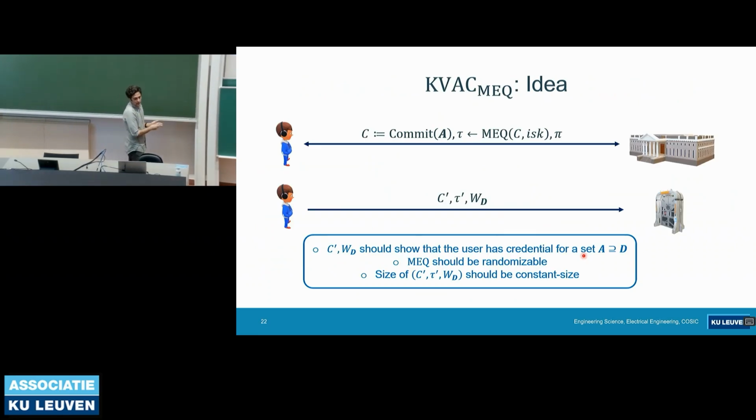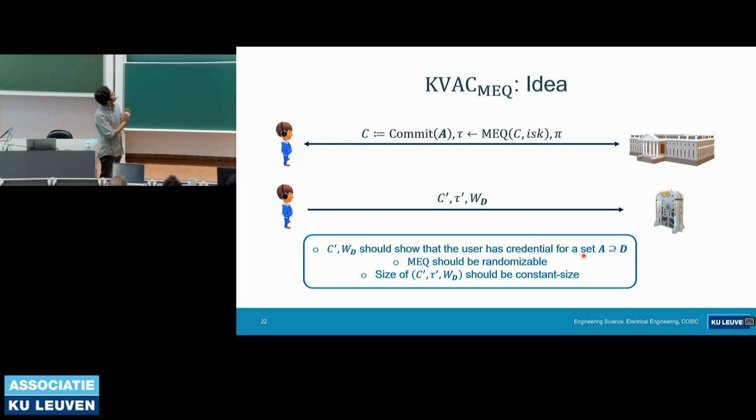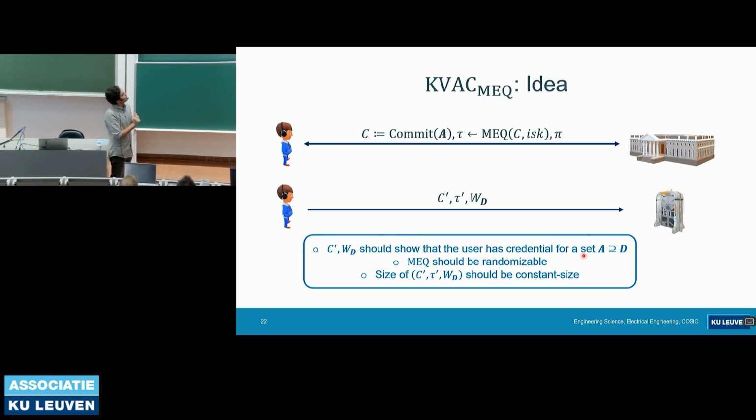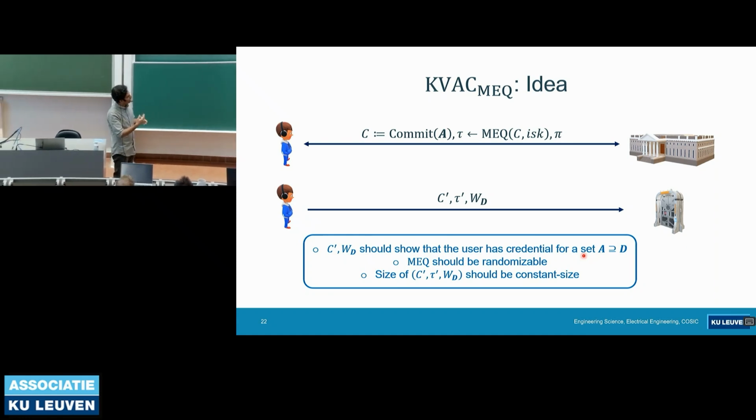So what is the idea? The idea is that in the issuing phase, we ask the user to first commit to the attributes that it has, and then the issuer generates a tag for this commitment and also attaches a proof of well-formedness for this MEC, and the IPAR that he previously committed to, and also the IPAR, which is the commitment of the ISK.